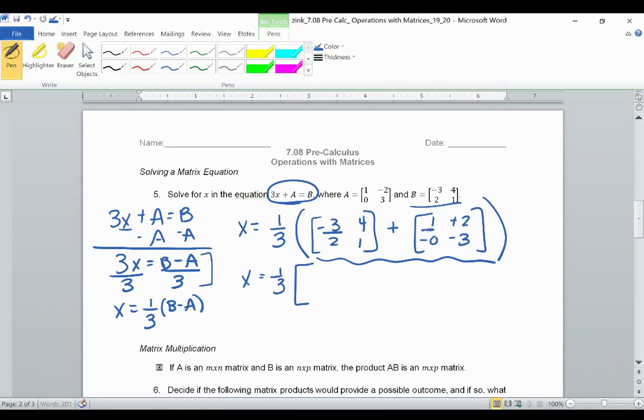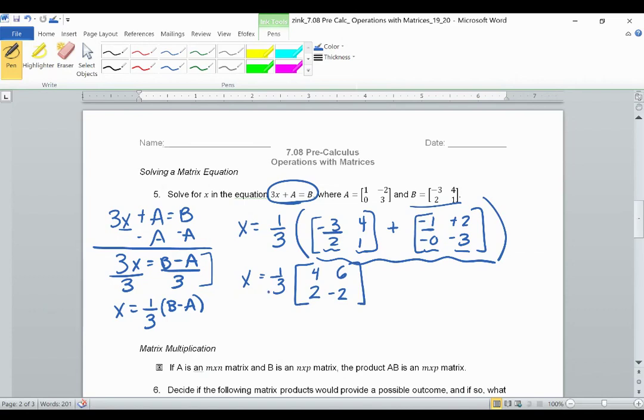So I've got negative 3 plus 1 gives me, oh, did I forget to make that one negative there? So we've got negative 3 minus 1 gives us negative 4. 4 plus 2 is 6. 2 minus 0 is just 2. And 1 minus 3 would give us negative 2.